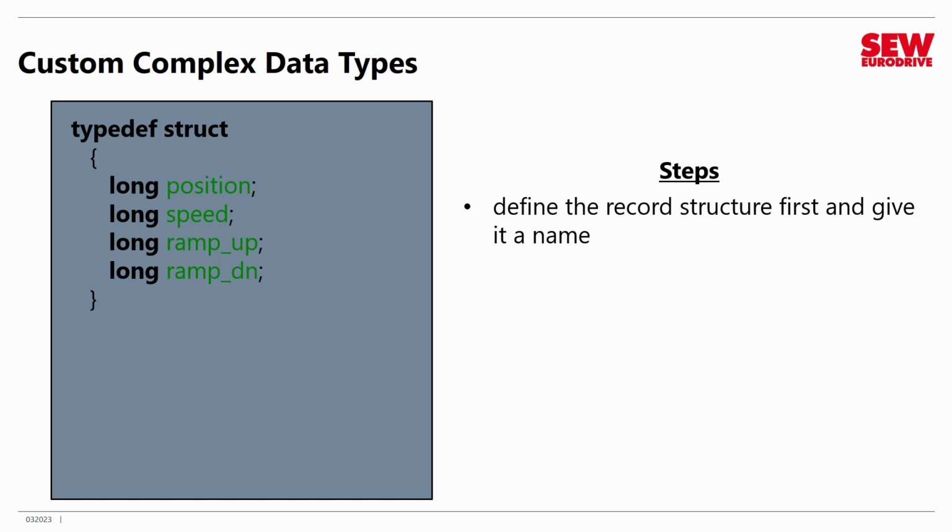Remember, long is our only simple data type, so you just say long position, long speed, long ramp up, long ramp down, semicolons after every one of those, and then you cap it off by giving the record itself a name right outside the closing curly brace. In this case, we'll call it table record, and you end it with a semicolon. That creates the structure. Now, that has not actually created any variables yet. That's only defined the structure and given the record a name.